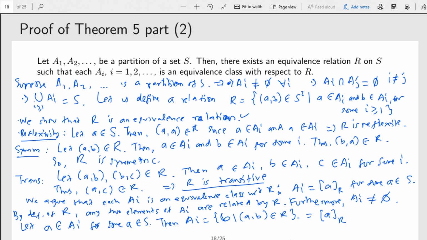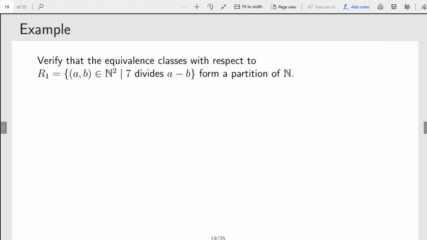So with this, we establish theorem 5, and this allows us to have a correspondence between partition and equivalence class. Now let's see how this is applied. So let's see an example.